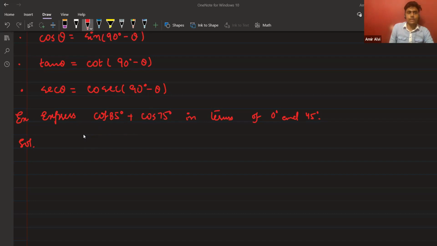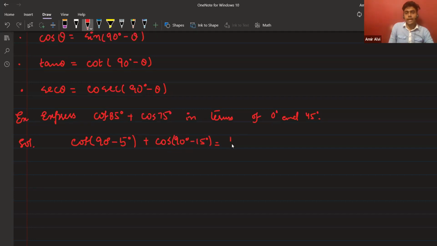Sine 15. You can write cot 85 as cot of 90 degree minus 5, yes or no? Yes, sir. Cos 75 can be written as cos of 90 minus 15. Yes or no? Yes, sir. Cot 90 minus theta, cos 90 minus theta.